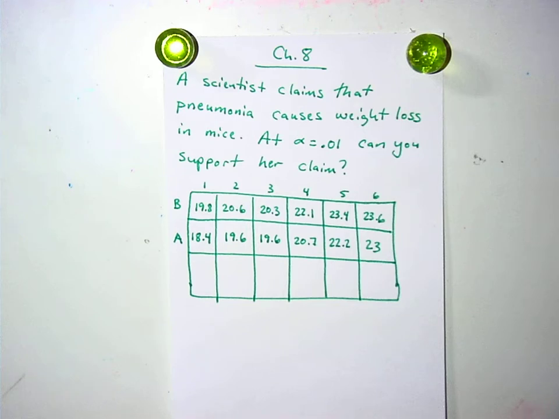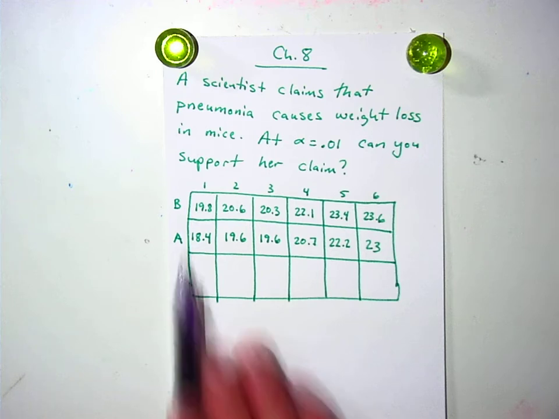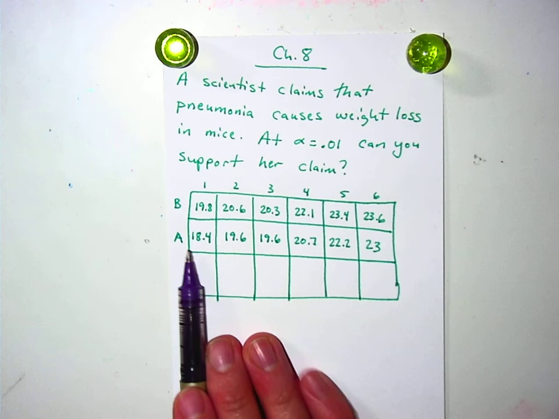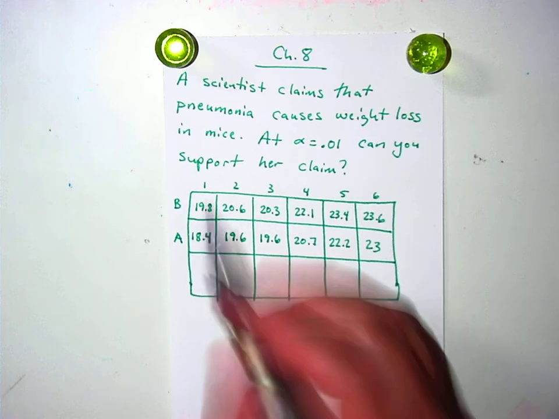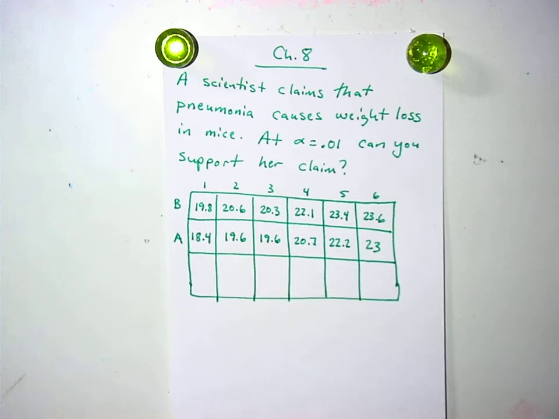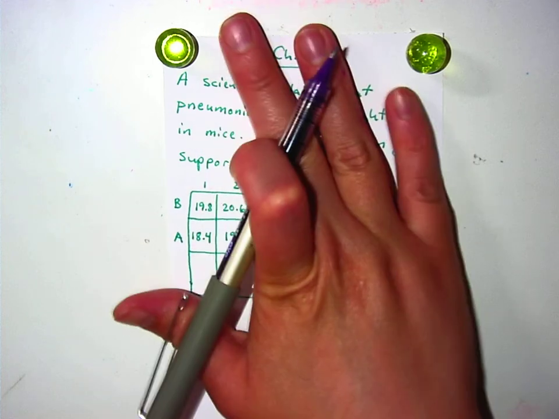Okay, so I listed all the data here, so you can pause right now and start to figure it out if you want to. The mice are across the top. There's 6 mice that they tested. The B means before, and the A means after, so they must have given them pneumonia in some way. And then that was their weight before and after. So, pause the video, give it a shot.